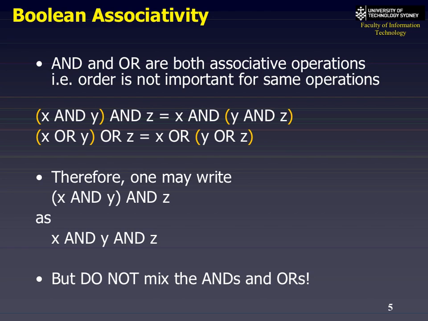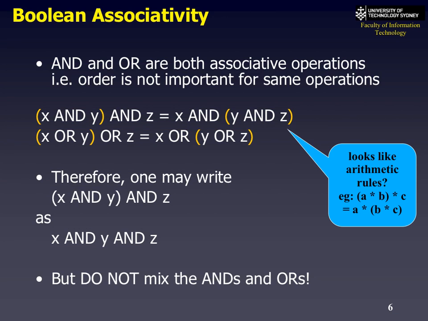So the most important thing to be aware of with this rule is that it's very much like mathematics. If you have plus signs, you can shift them anywhere, or multiplication signs. You cannot mix the ands and ors. It's just like arithmetic, where you can't really mix the pluses and multiplications. Fairly easy rule to remember. So here's an example in arithmetic. (A times B) times C is the same as A times (B times C), or you can get rid of the brackets altogether: A times B times C.